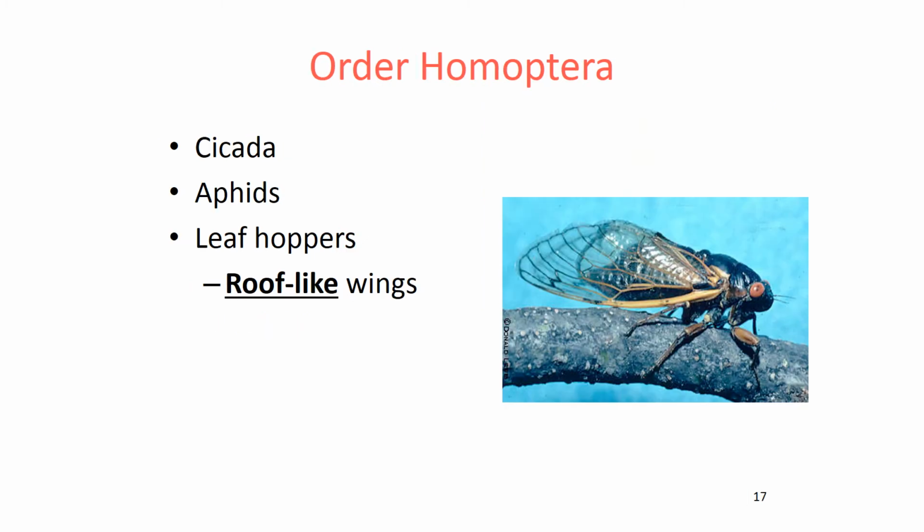Here we have order Hymenoptera. This includes cicadas, aphids, and leafhoppers. Their wings are described as roof-like because of the angle of their shape.